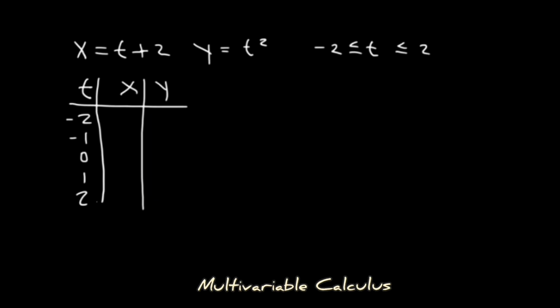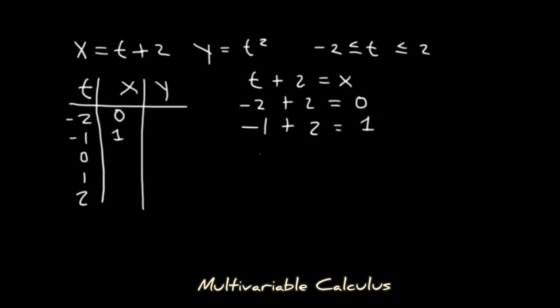The t values that we're going to use will vary from -2 to 2. Now let's find the x values at the given t values. So t plus 2 is equal to x. If we plug in -2 into t, we can see that x is going to be 0. If we plug in -1, -1 plus 2, that's 1. And if we plug in 0, 0 plus 2 is 2. And then you get the pattern. It's simply going to increase by 1.